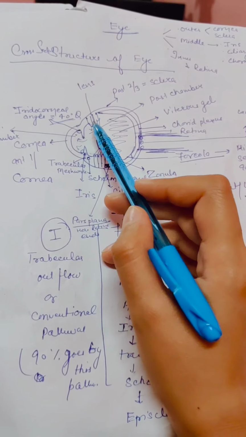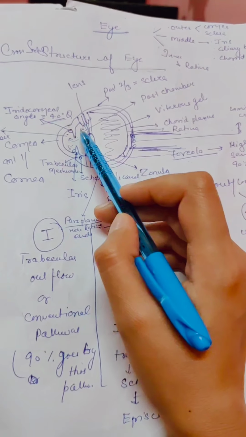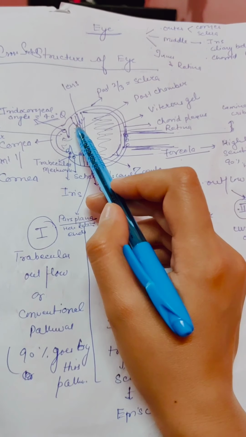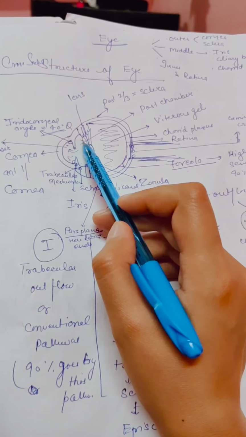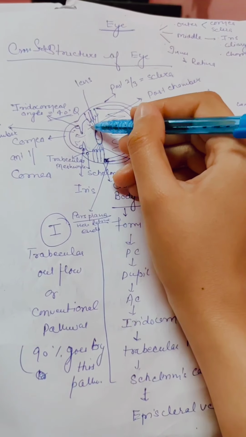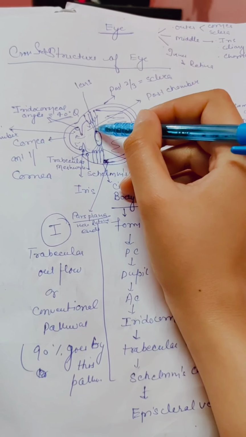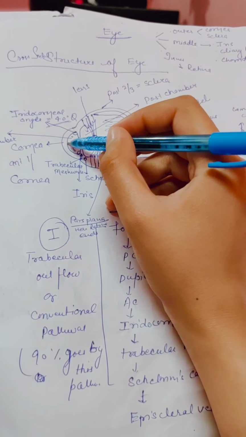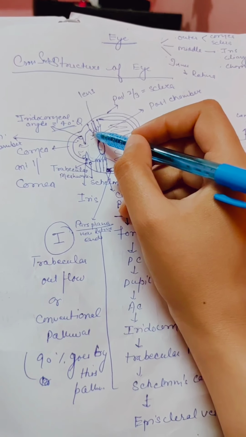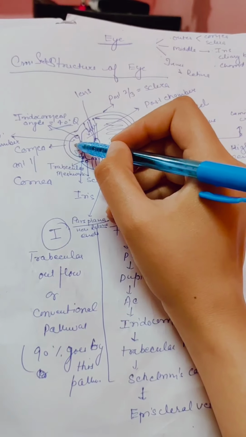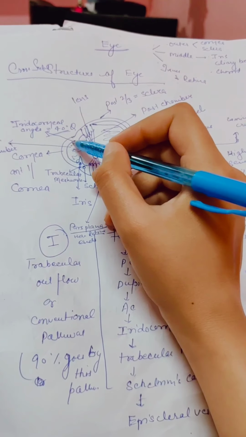Now from the ciliary body, aqueous humor is formed. Aqueous humor travels inside this, which constitutes the posterior chamber. The posterior chamber is between the iris and lens, and the anterior chamber is between the cornea and iris. The aqueous humor flows from the posterior chamber to the anterior chamber. From the anterior chamber it goes to the iridocorneal angle.